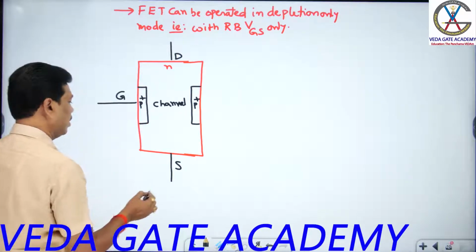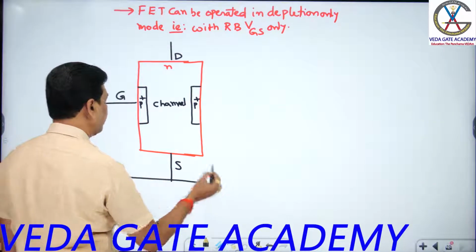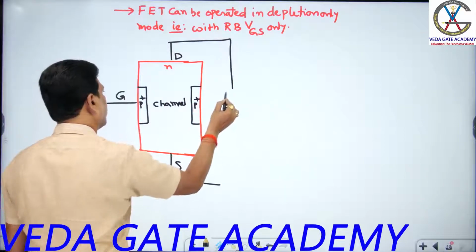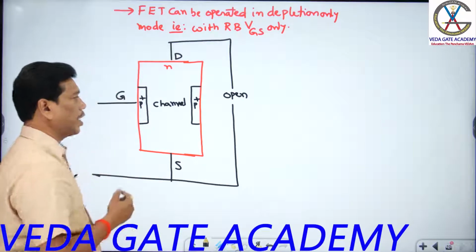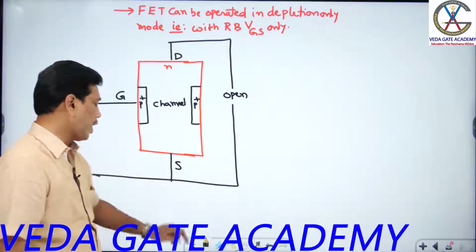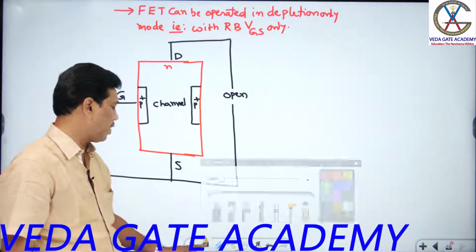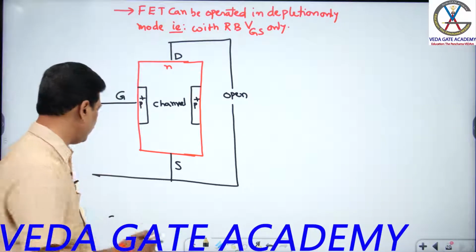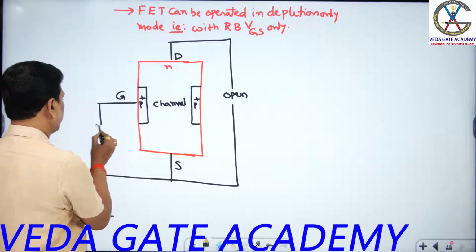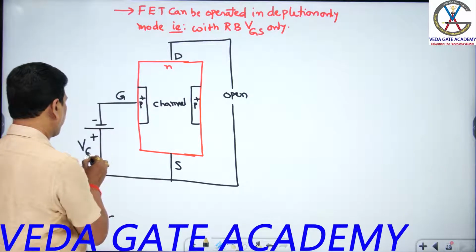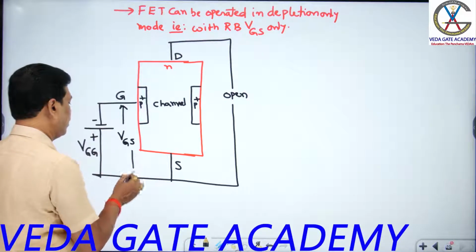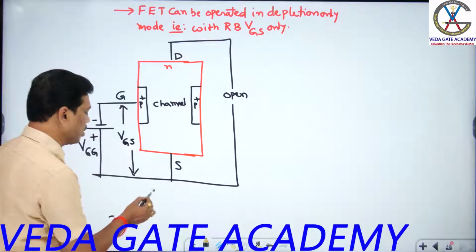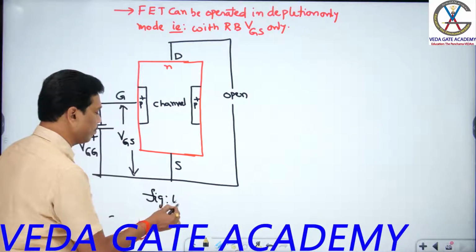Confirm now, students. Now I keep drain to source open. I don't apply anything here, students. I keep that drain to source open. I can apply the gate bias supply between gate and source. So this one I can apply, students. This is negative, this is positive, you know. This gate supply, and the corresponding voltage is called gate voltage VGS. So with respect to VGS, I can discuss, students.